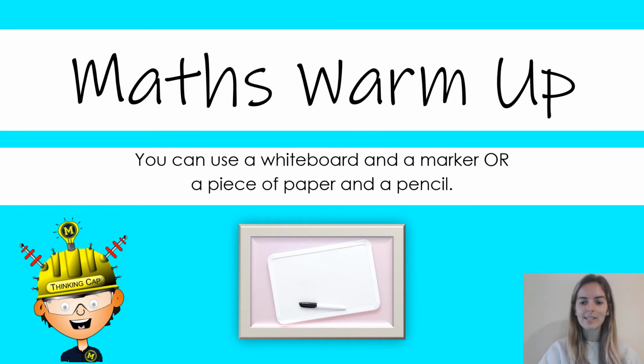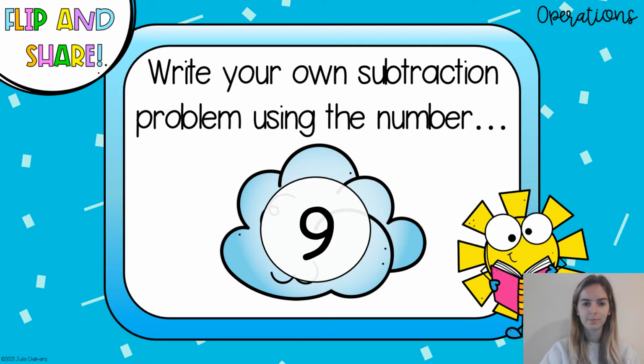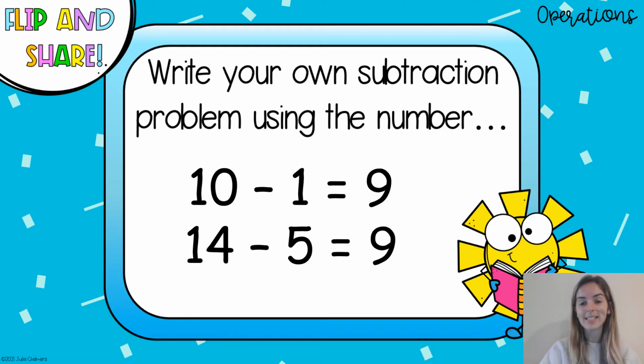Before we get started, let's look at our maths warm-up activities. Now you can use a whiteboard and a marker or a piece of paper and a pencil. Okay, so what you need to do here is write your own subtraction problem using the number 9. So you can do this in any way. You may like it to equal 9, or you may like to use 9 at the beginning or in the middle. So write that on a piece of paper and then take a look at the ones that I came up with.